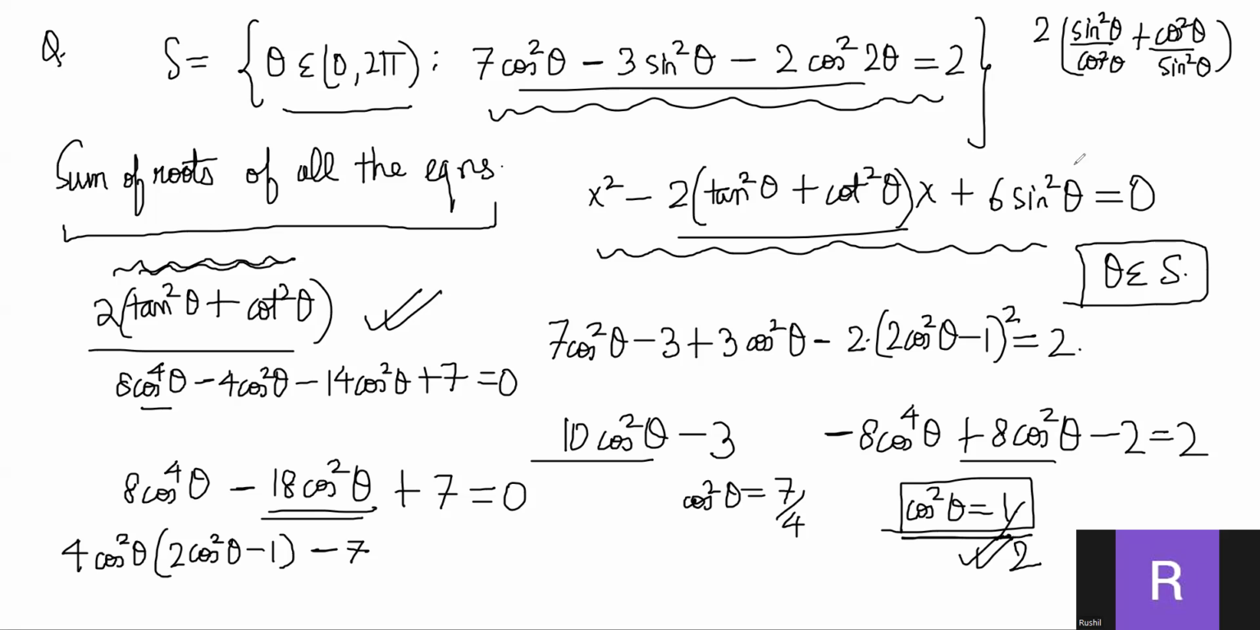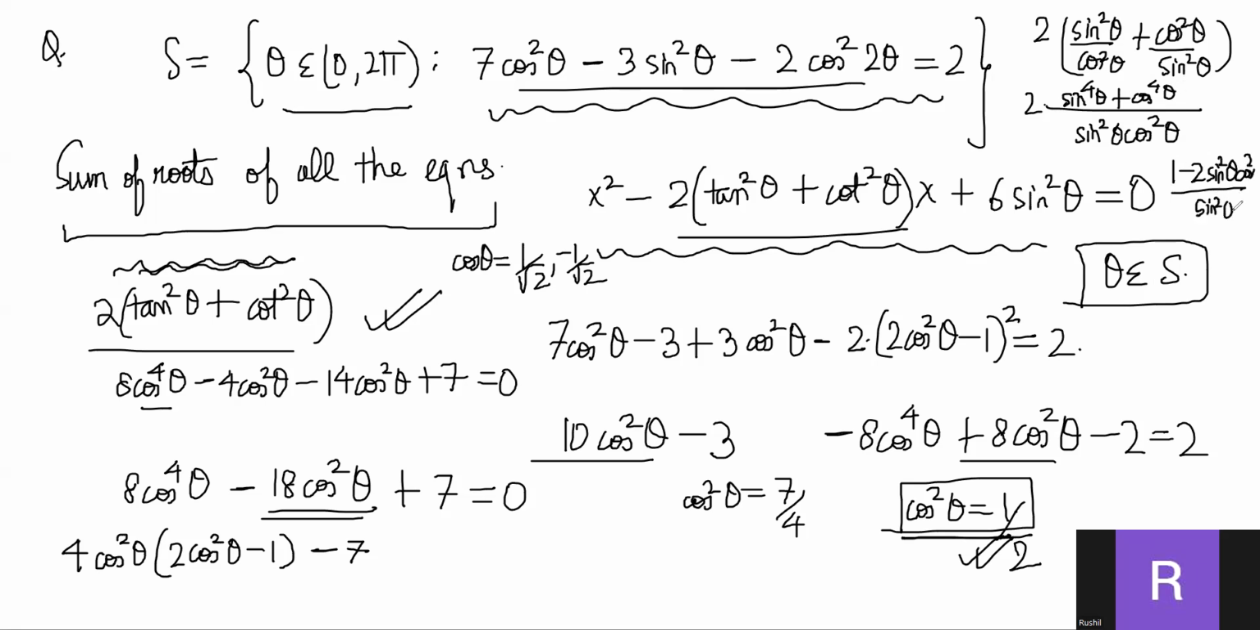So cos square theta is 1 by 2 basically. And cos theta could be 1 by root 2 or minus 1 by root 2, but maybe we should avoid that. We have sine square theta, cos square theta here, and we have sine power 4 plus cos power 4 here, and there is a 2. We can write this top part as 1 minus 2 sine square cos square, divided by sine square cos square, and the whole thing has to be multiplied by 2.